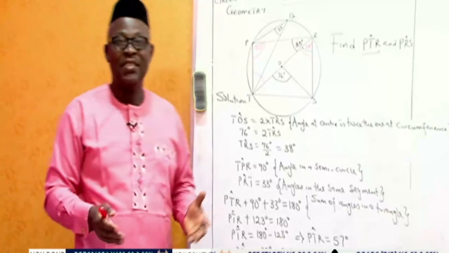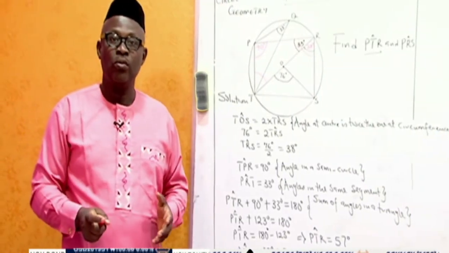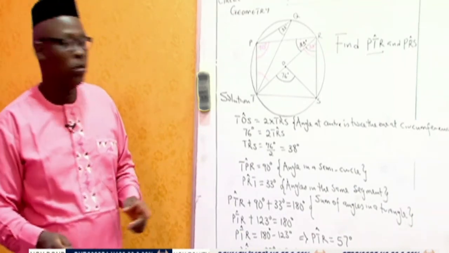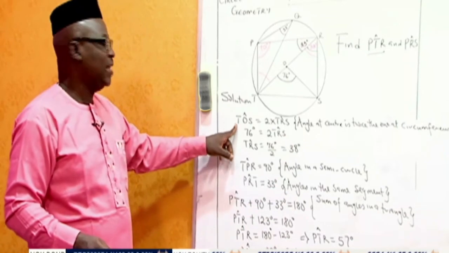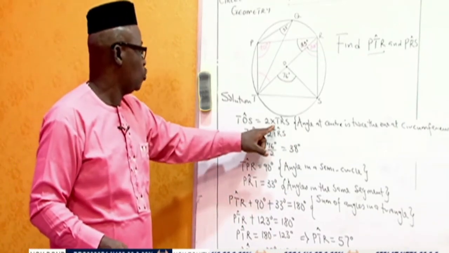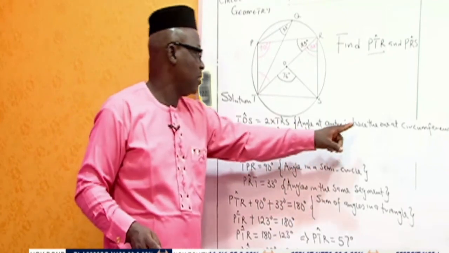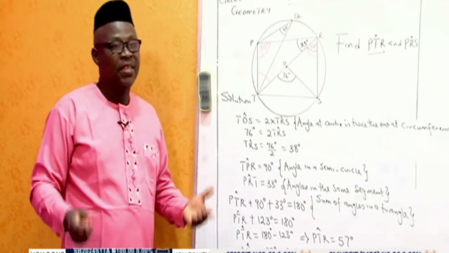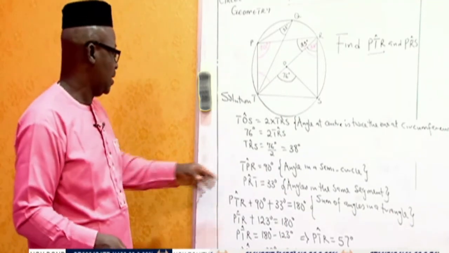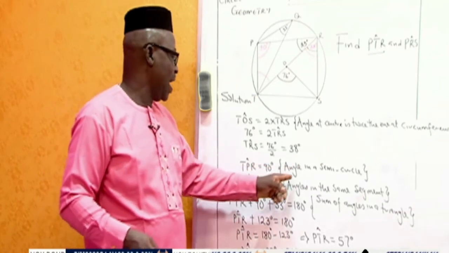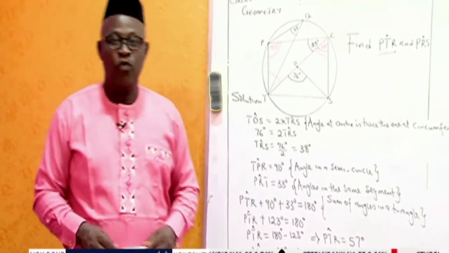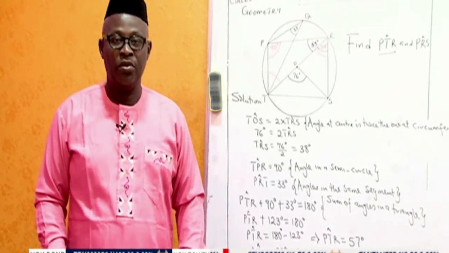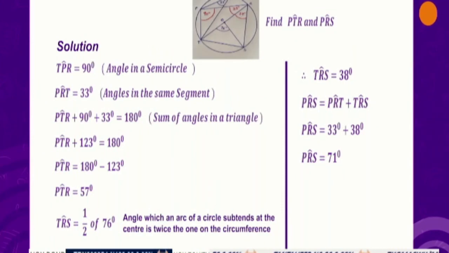So when you put all those things in place, the next thing you do is to ensure that whatever point you are stating as part of your solution, you write the reason. Like when I said angle TOS is 2 times TRS, I put the reason why I'm saying that in front of it, that angle at the center is twice the one at the circumference. Likewise, when I said TPR is 90, I put the reason that angle in a semicircle. If you follow all those points, I think you should be able to answer questions involving circle geometry.